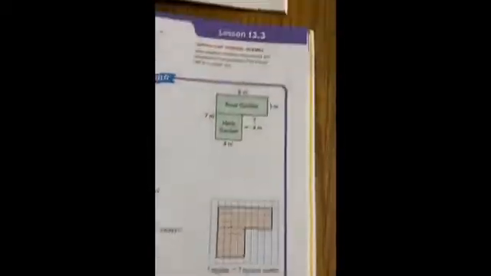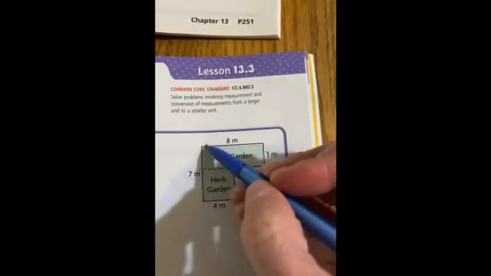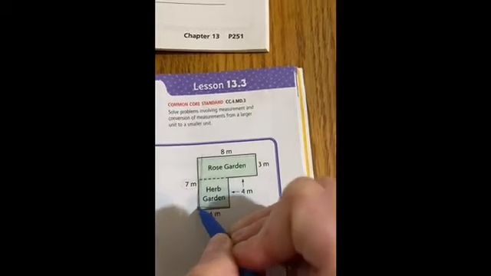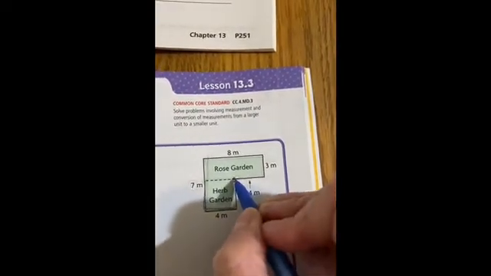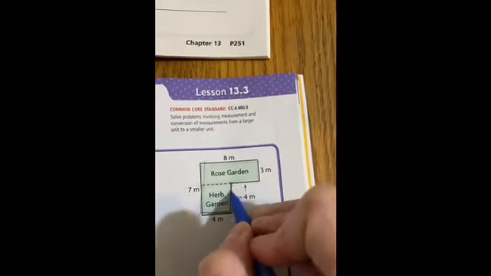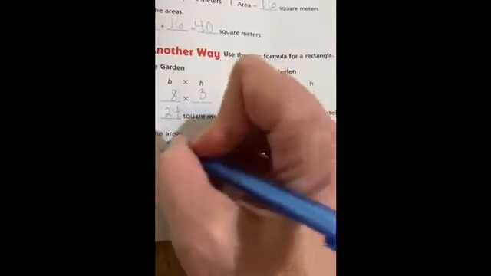And then the herb garden, be careful again, because look, this is a combined length. We just want to know what this is and what this is. So we know base is 4, and look, they're pointing and telling us. This is a 4, base 4, height 4, and that's where it stops. So 4 times 4, 16 square meters. Once again, you combine the two areas. So 24 plus 16, 40 square meters.